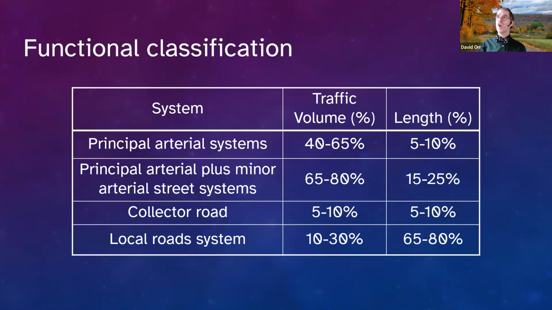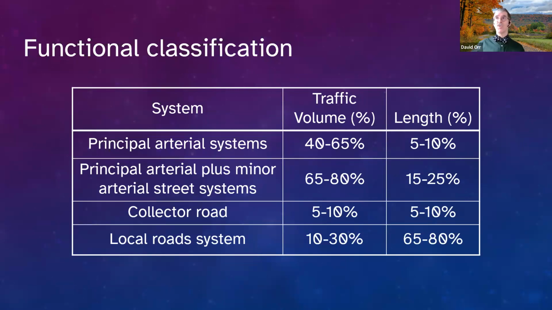Now, in terms of who's maintaining all of this, the principal arterial systems are only 5 to 10% of the total length. You know, the interstate system isn't very long. The national highway system isn't very long. But in terms of traffic volume, it still takes the bulk of the traffic. Depending where you are, it can be from 40 to 65% of the traffic on that principal system. In fact, if you take all the arterials together, you're going to be pushing 80, 90% of the traffic in a lot of places, depending where you are, of course.